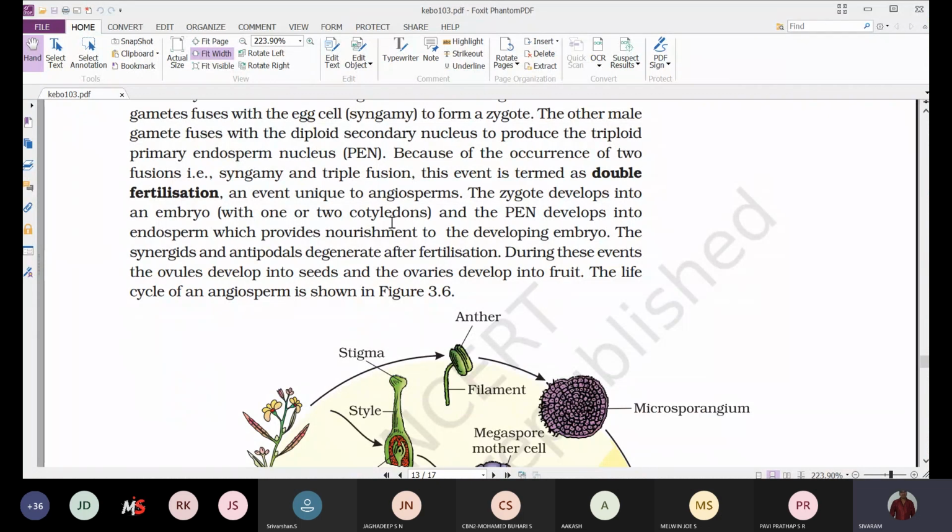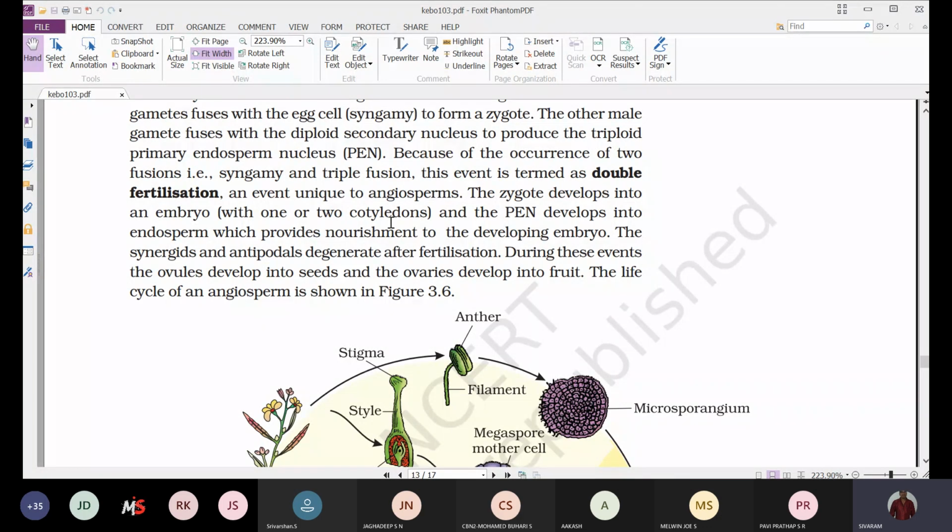So what is the fate of the zygote? The zygote develops into an embryo. Depending upon the type of plant, if it is a dicotyledon, the embryo will have two cotyledons, and if the organism belongs to monocotyledons, the embryo possesses only one cotyledon. Next, what is the fate or function of the primary endosperm nucleus? The primary endosperm nucleus develops into endosperm, which provides nourishment to the developing embryo.